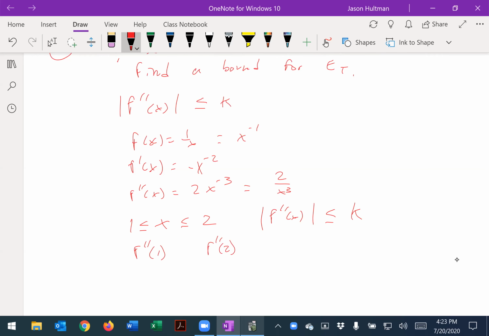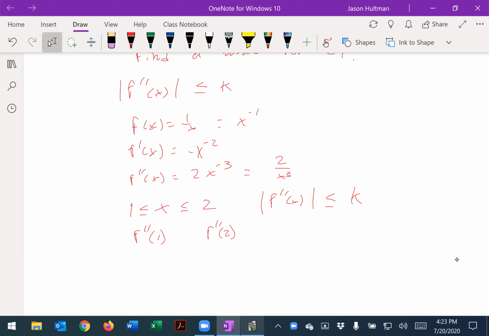What we want is the bigger one, not the smaller one. We want the upper bound. We want all of the values to be less than or equal to some k. If I evaluate f double prime of 1, I get 2 over 1 cubed, which is 2. And f double prime of 2 is 2 over 2 cubed, which is 1/4. Which one's bigger? The one that involves the 1. So we know that f double prime of x in our region is less than or equal to 2. That's going to be equal to k.